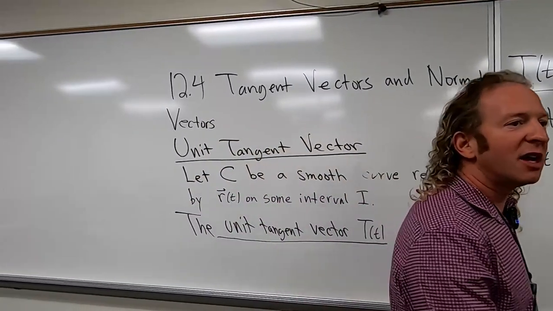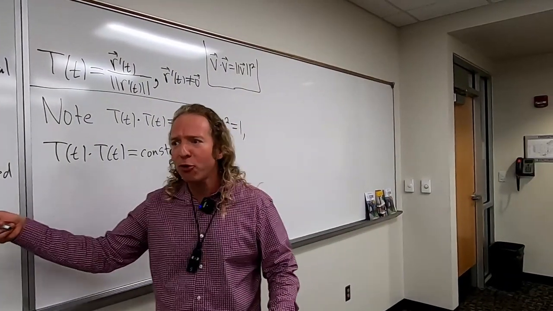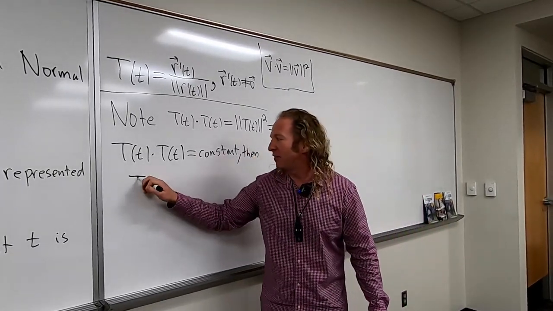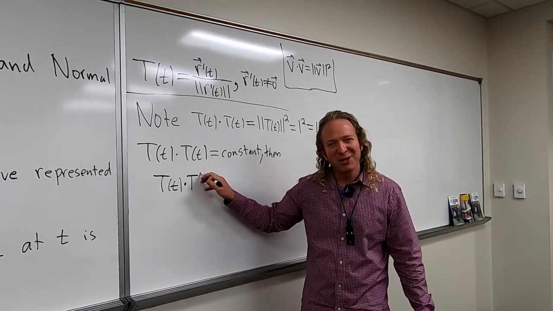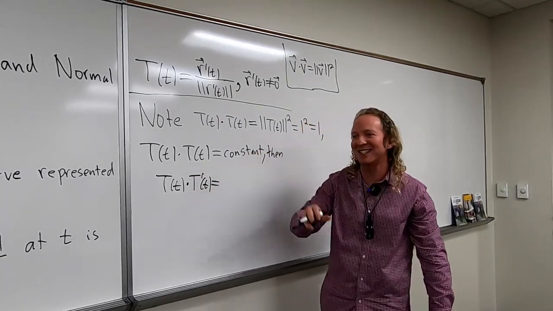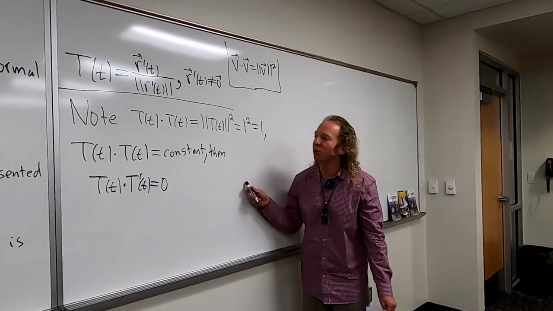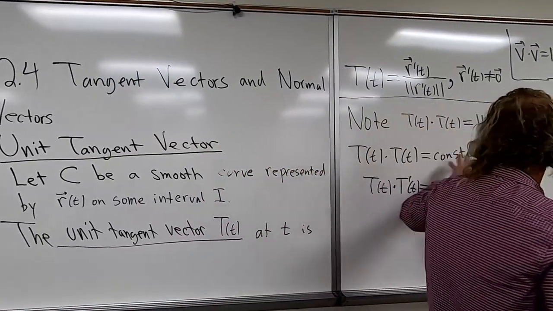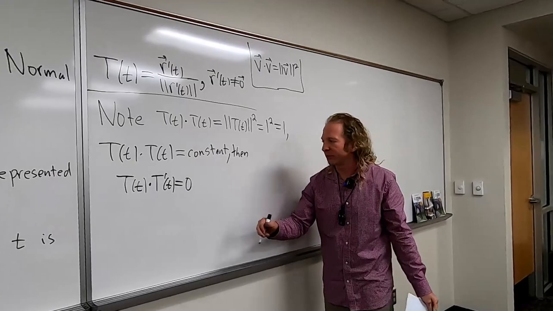Why does this matter? We proved this last time. We proved that if this was constant, you probably don't remember, but then if you take T and you dot it with what? Anyone remember? Dot it with the derivative. You get zero. So we proved this for general vectors. If you take a vector and you dot it with itself and you get a constant, then whenever you dot it with its derivative, you get zero. We proved algebraically why this works.